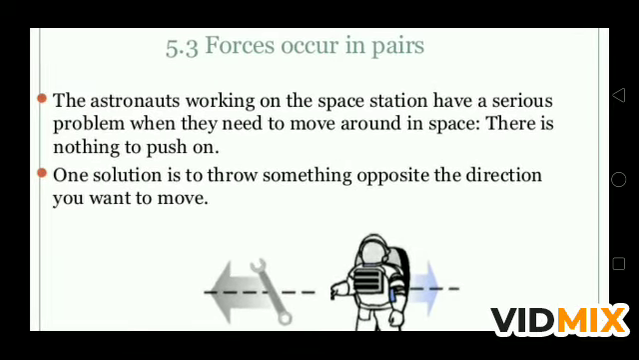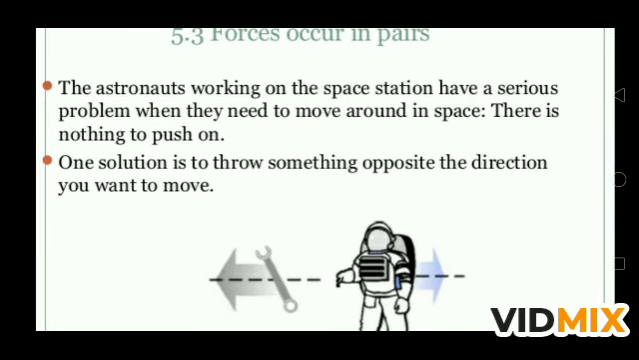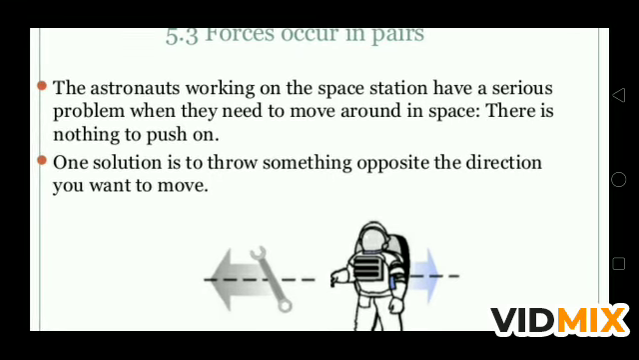Astronauts working on the space station have a serious problem when they need to move around in space. There is nothing to push on. So one solution is they throw something in the opposite direction if they want to move. Means if they want to move in any direction, they have to throw something heavy in the forward direction. That's why they can move in the opposite direction. So this is also a case where we see action and reaction.